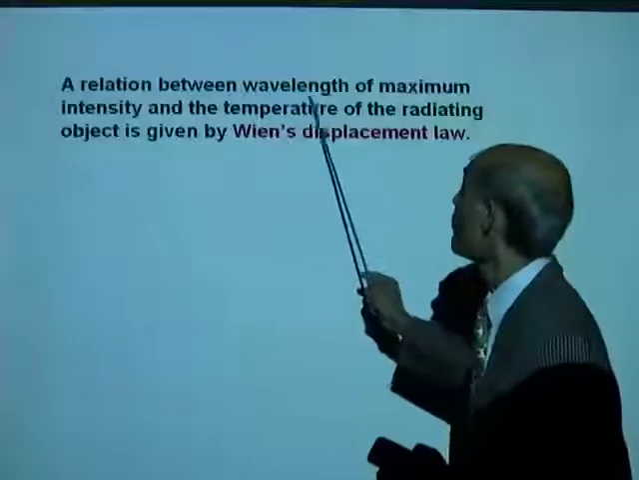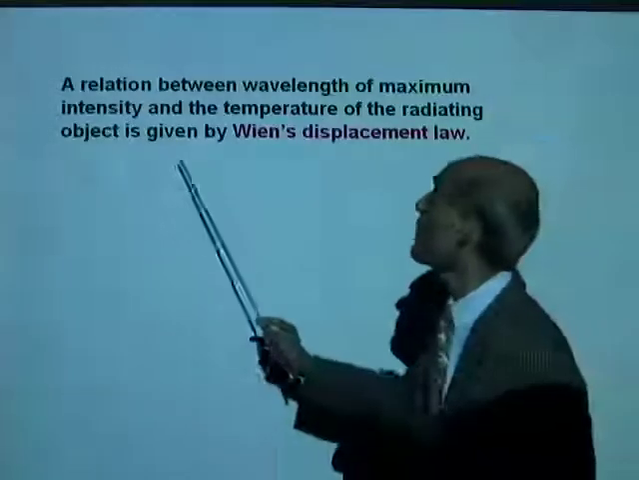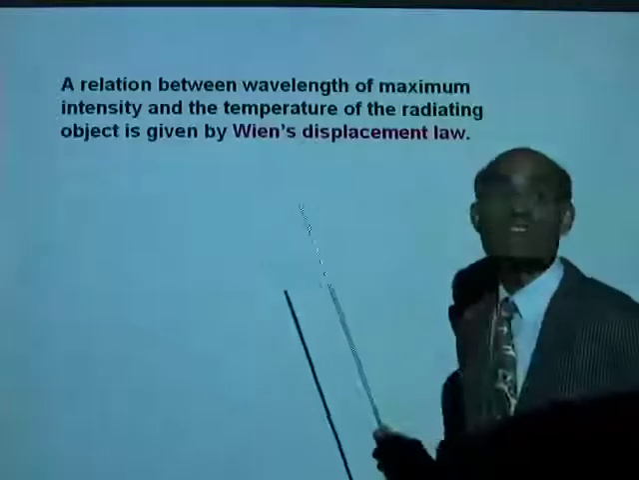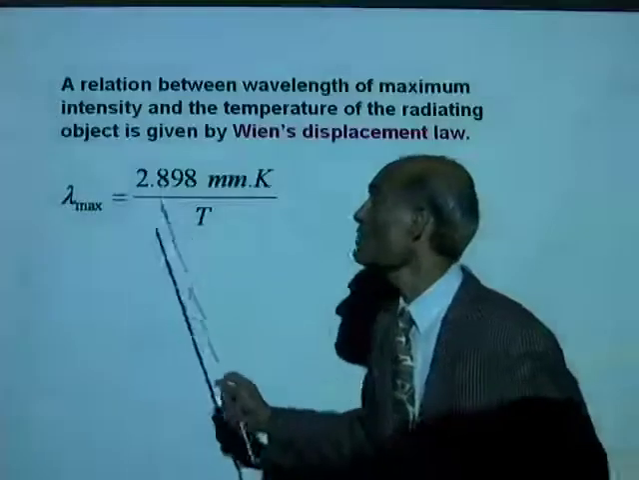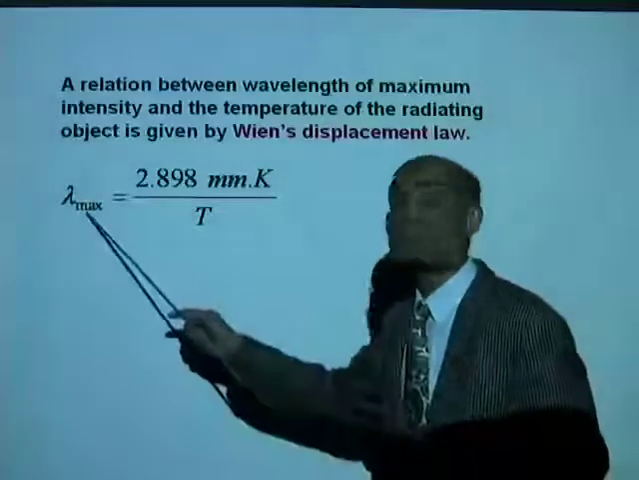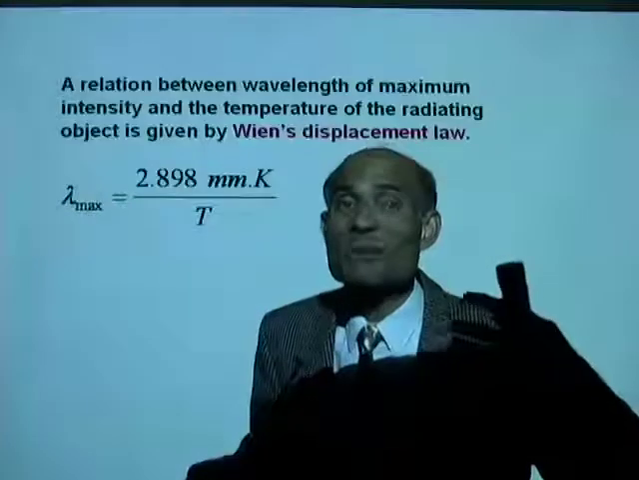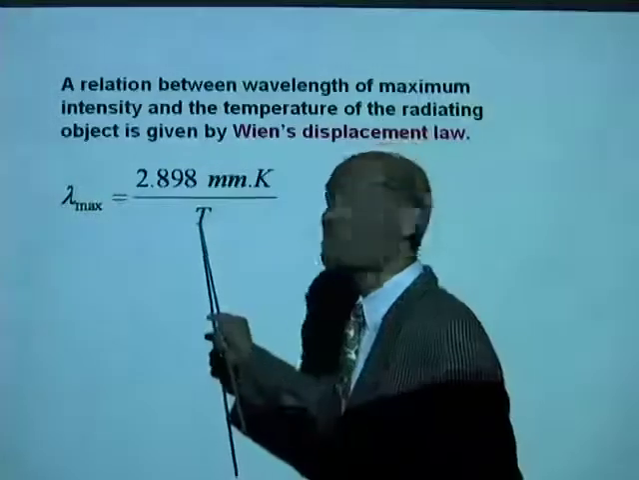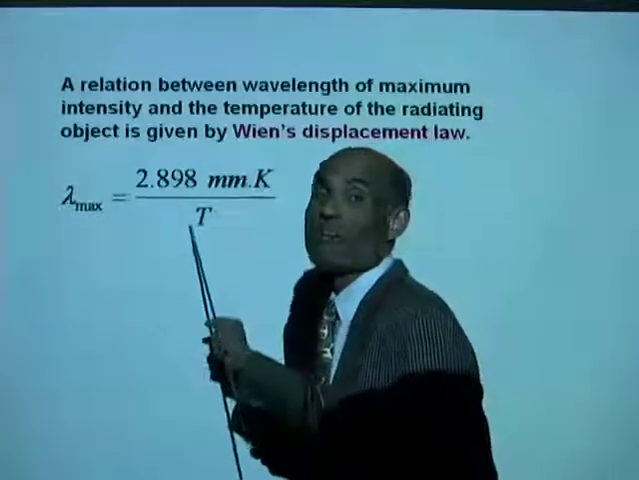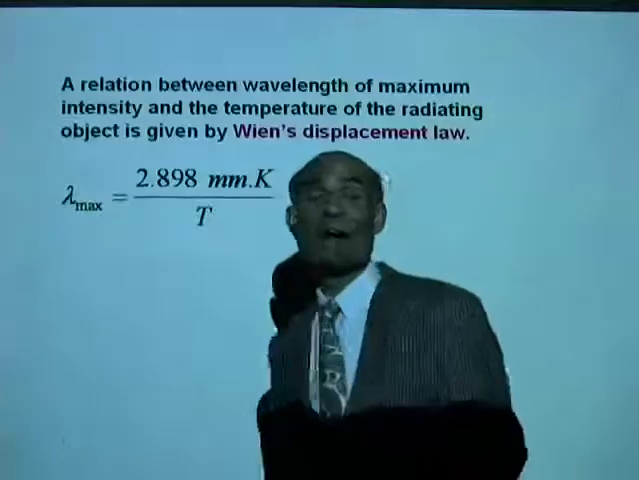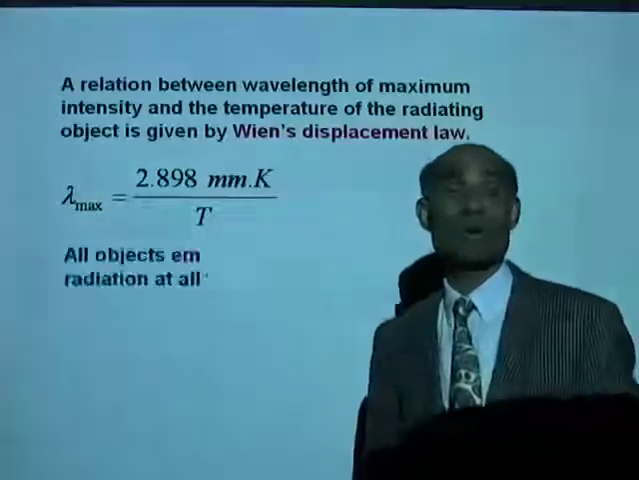A relation between the wavelength of maximum intensity and the temperature of the radiating object is given by Wien's displacement law, a very important law, and I'm going to give that to you. This is what Wien's displacement law says. Lambda max, what does lambda max stand for? The wavelength of the maximum intensity radiation at a given temperature is 2.898 millimeter Kelvin divided by the temperature in Kelvin. The uppercase T means the temperature in Kelvin. This is Wien's displacement law.